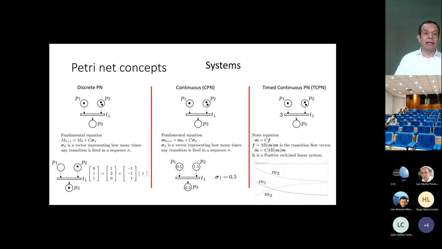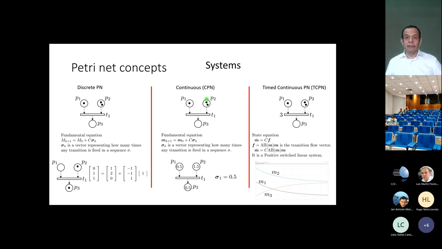Enabled transitions can be fired, and when they are fired, the marking of the net changes. For example, in the discrete case, when T1 is fired, it removes 1 token from the input places and adds 1 token to the output places. And the new marking will be this one. You can compute it with the fundamental equation of the Petri net, and here, this is the fundamental equation. If you substitute the numbers, for example, this has 2 input arcs and 1 output arc, this is the incidence matrix of this net. You can do the computation, and you will obtain this marking, which is adding zero tokens to P1 and one token to the other two.